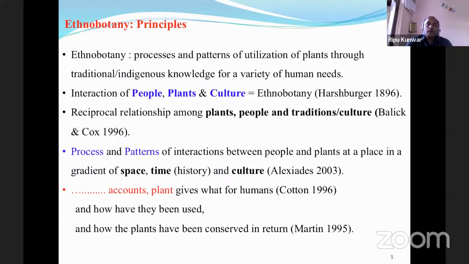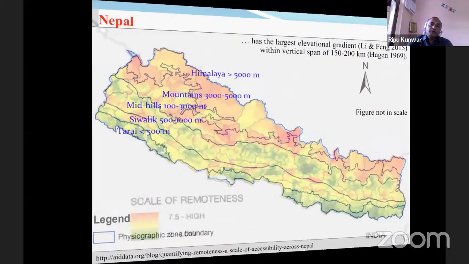We can also analyze the patterns in ethnobotany, the pattern and process of interaction of plants and people, and we could say this is the pattern and process through the gradient of space, the gradient of time, and the gradient of culture. According to Cotton or Martin, it accounts for what plants give to humans, how they have been used, and how the plants have been conserved in return. So these are the entities we analyze in ethnobotany.